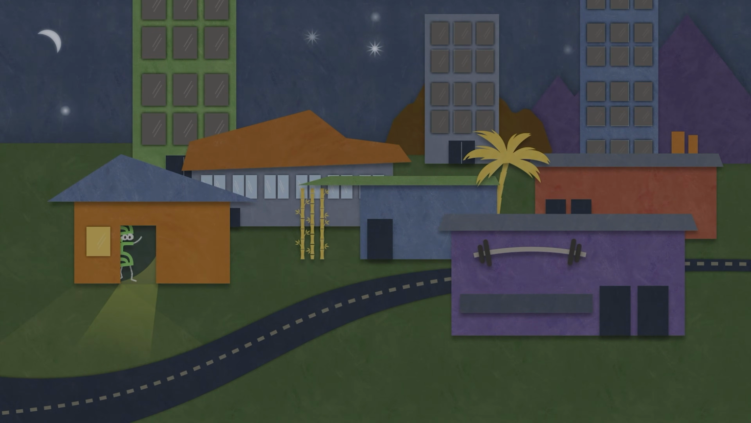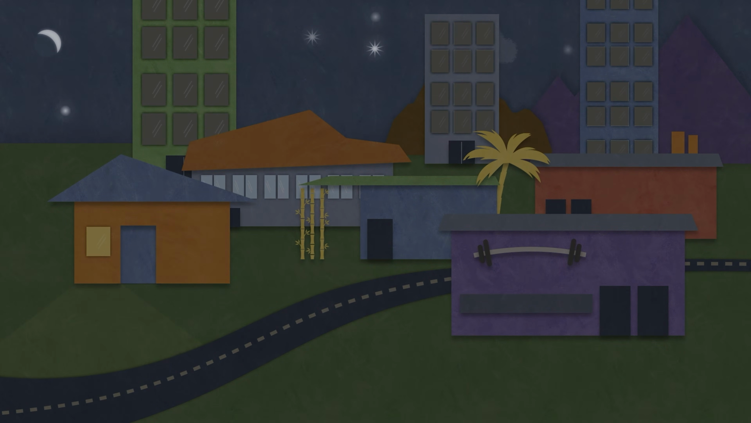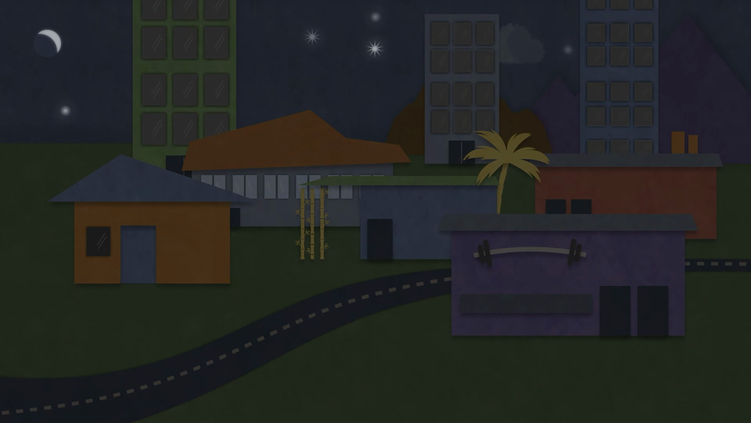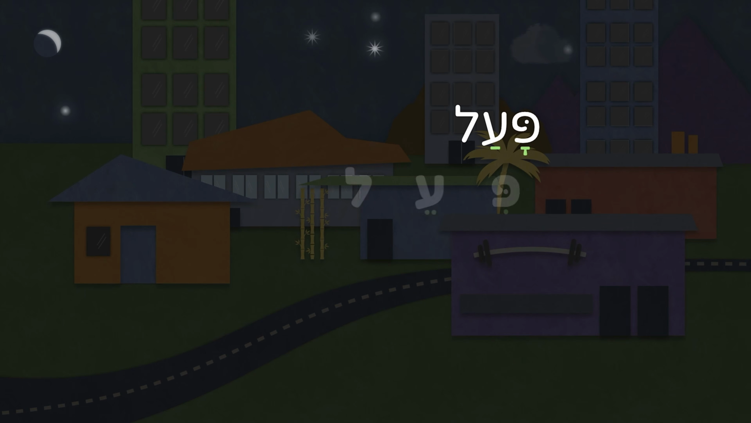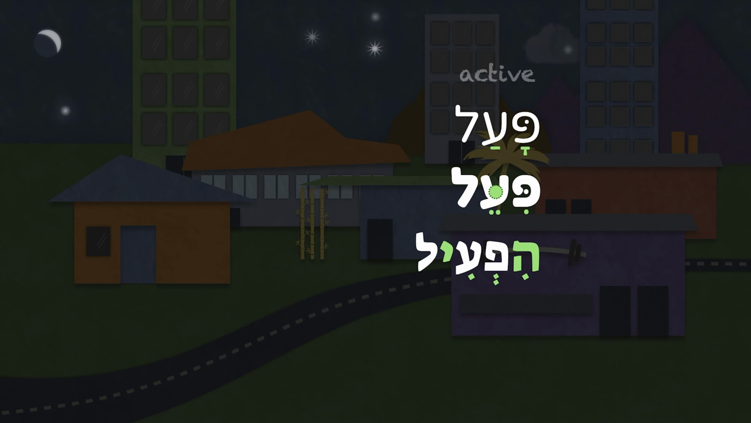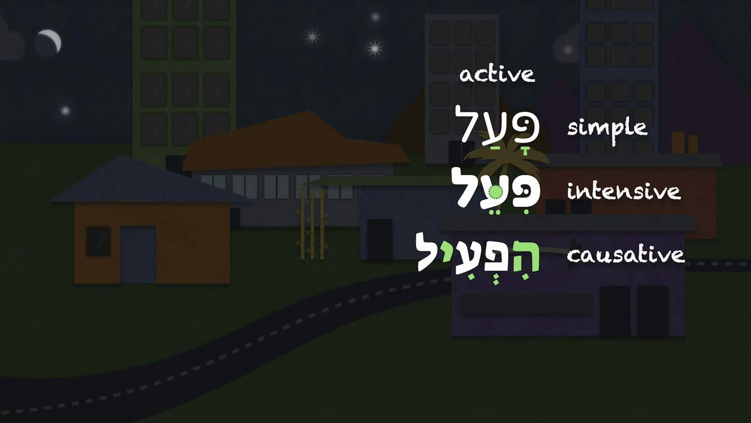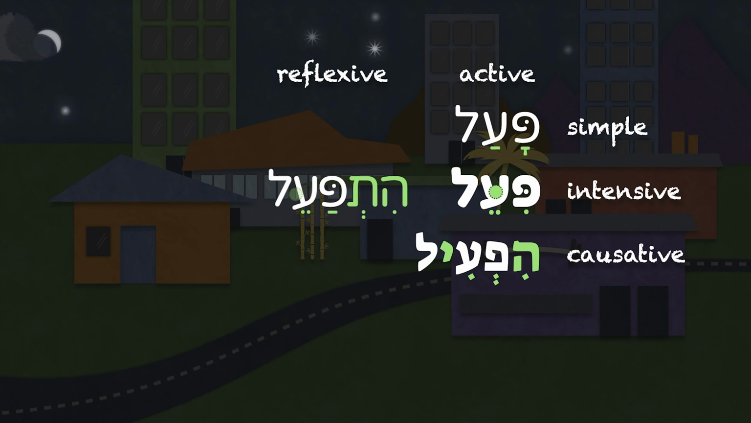Now there are other buildings in this city, a handful of other binyanim that we haven't yet explored. But that's probably enough of an introduction to give you a sense of how the different binyanim nuance the basic meaning of a verb's shoresh. We've looked at Paal, Piel, and Hif'il, the active binyanim, which express the simple, intensive, and causative expressions of a shoresh. We've also looked at the reflexive Hitpael binyan, which is grammatically speaking also an intensive form. Note that doubled middle root letter.